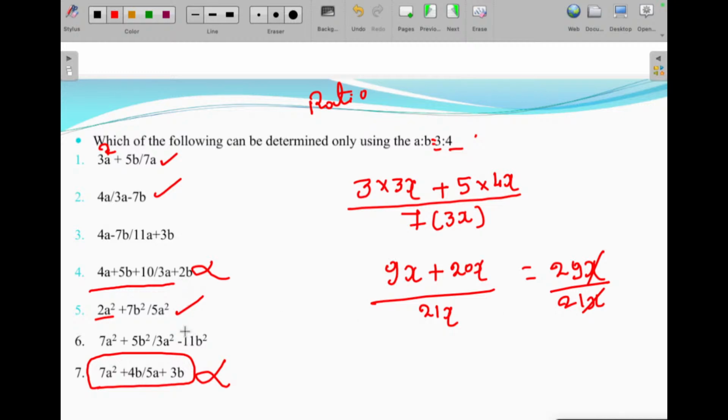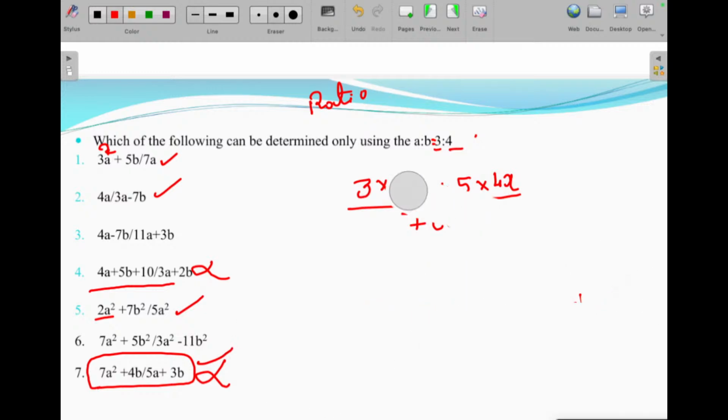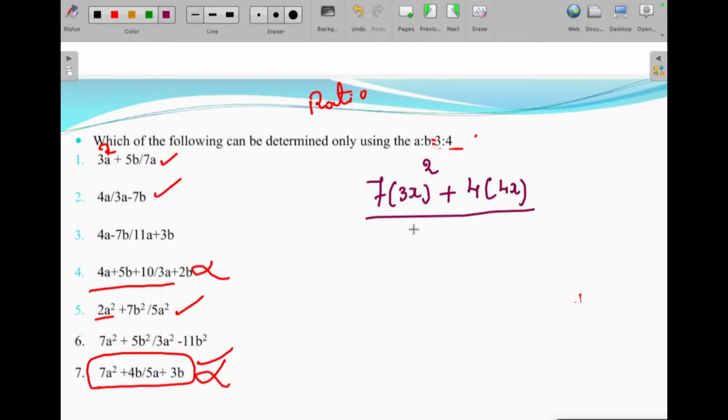But let's take this question first, I will explain. Then you will understand. Yesterday I solved this, but you might forget. That's why you should work out the same day. Now if I solve that equation, 7a square, A square means 3x whole square, plus 4b, 4b means 4 into 4x, divided by 5a, 5a means 3x. Tell me.